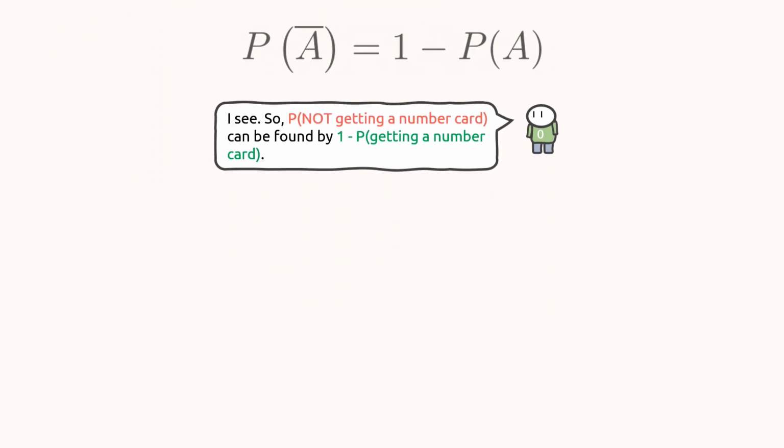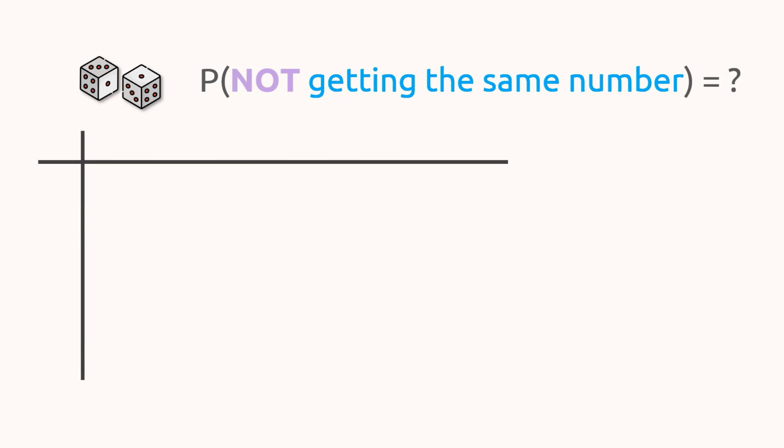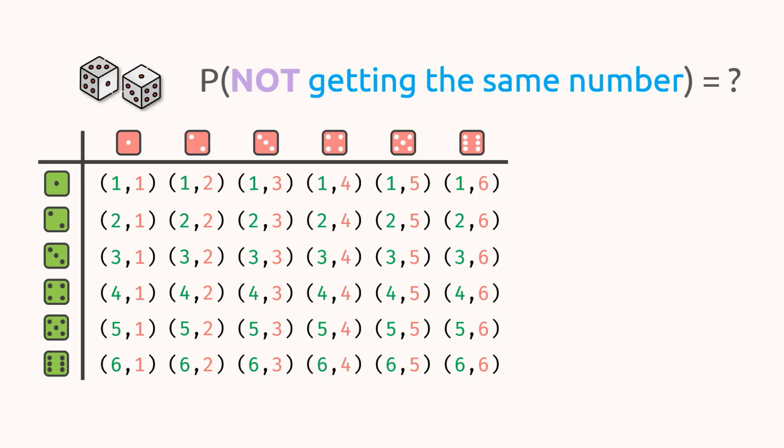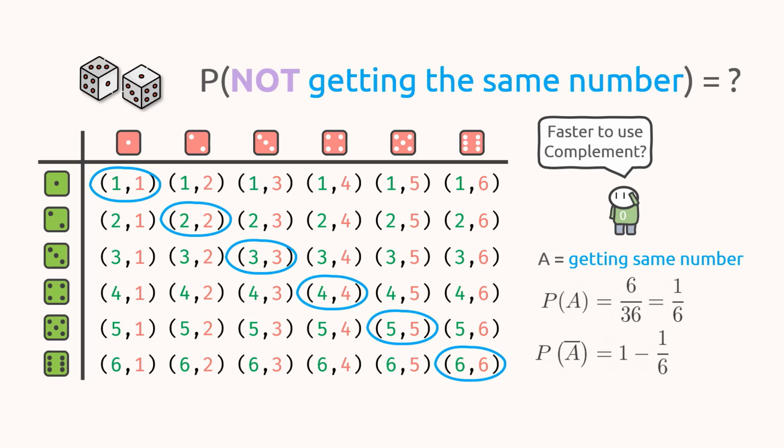We now look at a more complicated situation. If we roll 2 dice, what is the probability of not getting the same number? Here's a sample space. Of course, we can just find the answer by counting the outcomes without using the complement. But it will be a lot simpler if we use it. We know that the probability of getting the same number, P of A, is 6 out of 36, which is 1/6. Then P of A bar is 1 minus 1 over 6, which is 5 over 6.